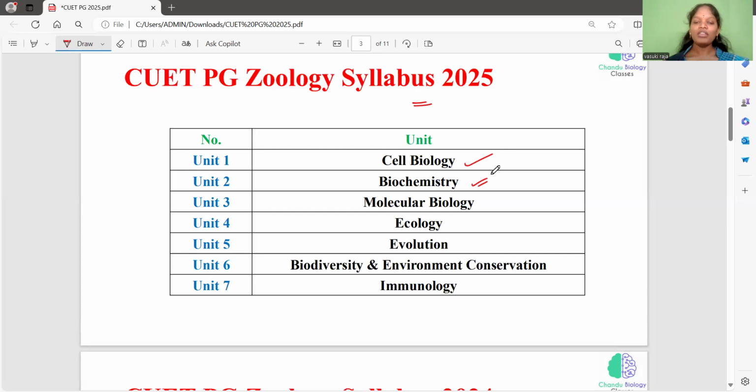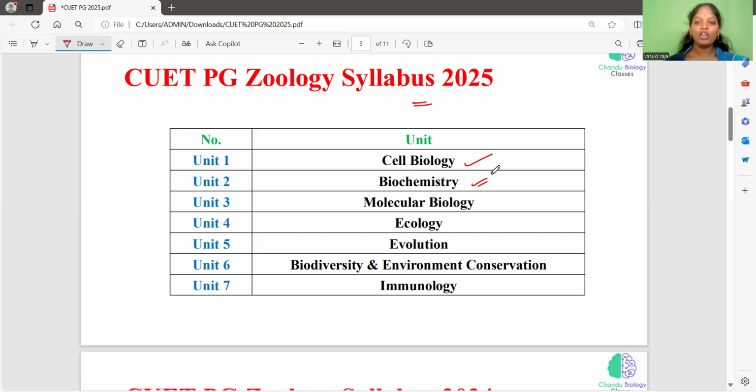This biochemistry is somewhat related to biomolecules, which are carbohydrates, proteins, lipids, vitamins and minerals. And in biochemistry, we also have a lot of cycles. Particularly, for example, in carbohydrate metabolism, we have glycolysis, glycogenesis, glycogenolysis, and gluconeogenesis. So all these cycles play an important role when it comes to biochemistry. So these are all the important areas.